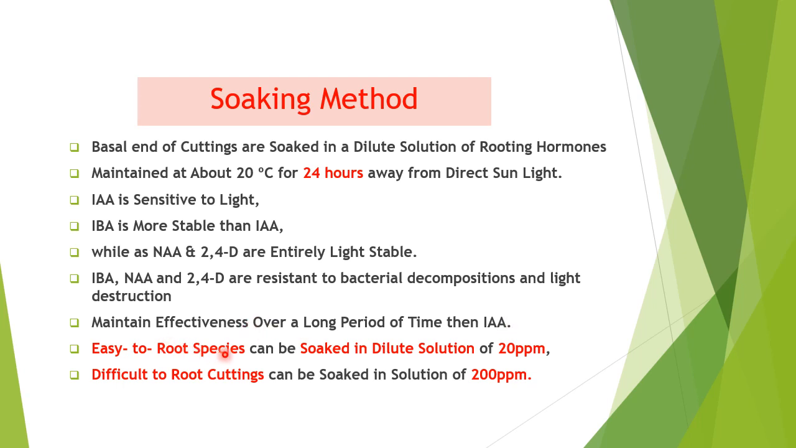Easy to root species can be soaked in dilute solutions of 20 parts per million. You see, the concentration matters here. It's of lower concentration because they are easy to root species. Difficult to root cuttings can be soaked in solution having 200 parts per million. Easy to root species can be kept in dilute solutions; difficult to root needs more concentration.